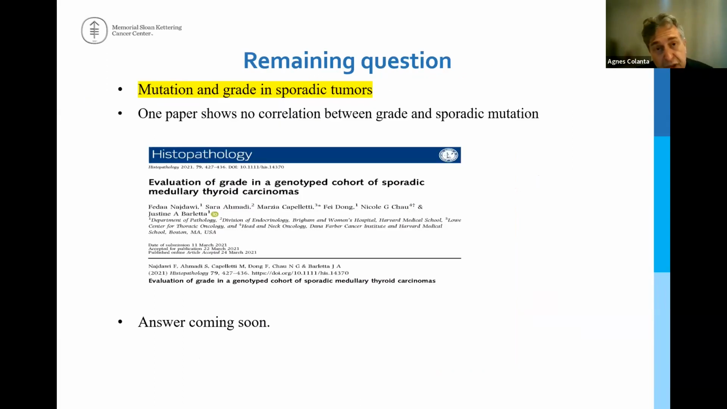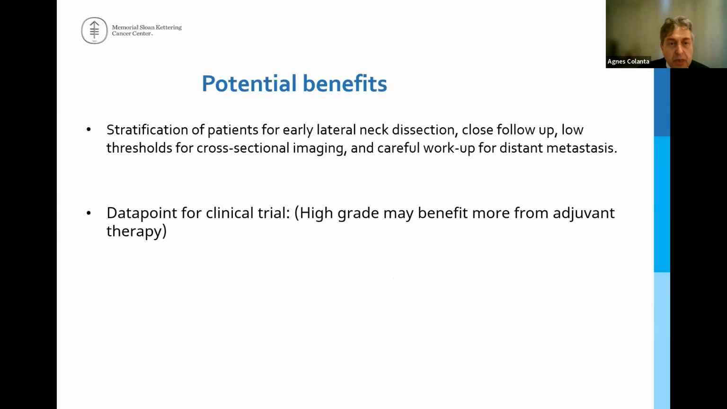So what are the remaining issues for this grading? We still do not know the real relation between mutation and grade in sporadic tumors. One paper showed no correlation between grade and sporadic mutation, but it was a small cohort done by Dr. Violetta from Brigham. Another study from Paris showed the independent value of RET vis-a-vis grade. We still don't know, the jury is out, but now we are doing a big genotyping study on this large cohort, and soon we will have the results.